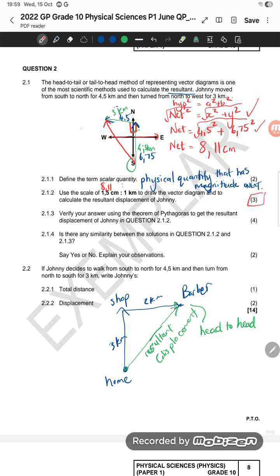Okay, so this was just the drawing. You get 3 marks for the drawing. 1, 2, 3. Verify your answer using the theorem of Pythagoras to get the resultant displacement of Johnny. Fantastic. I like it. Is there any similarity between the solutions? Of course there is. Yes. Bizarrely, yes. Yes, you can draw or use Pythagoras. Will work.